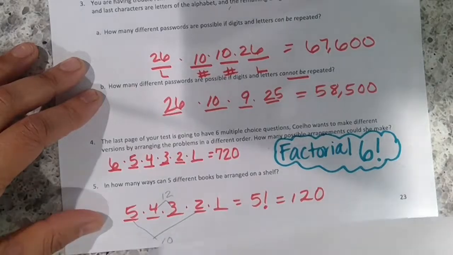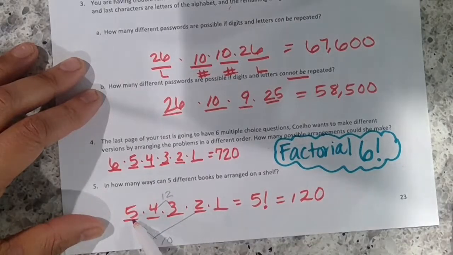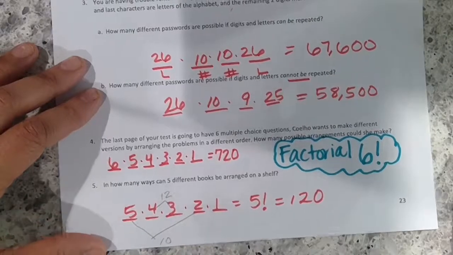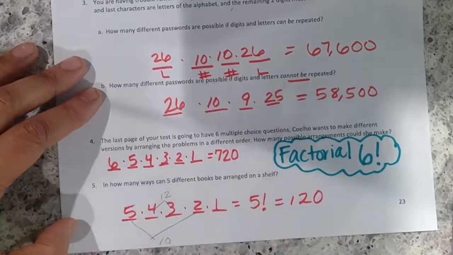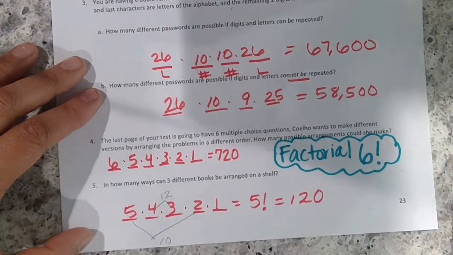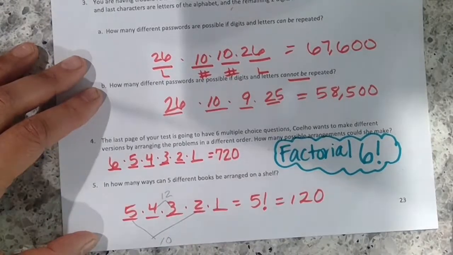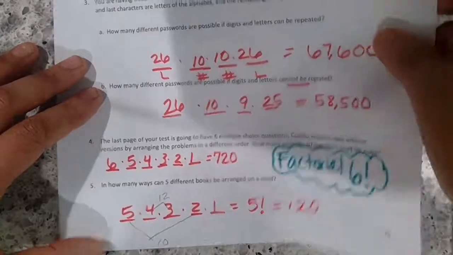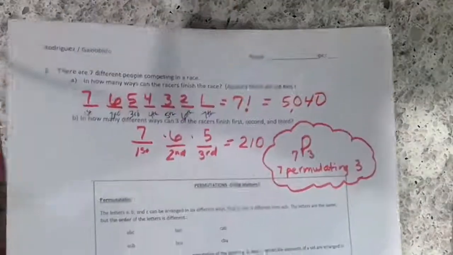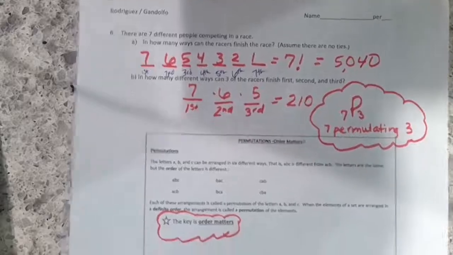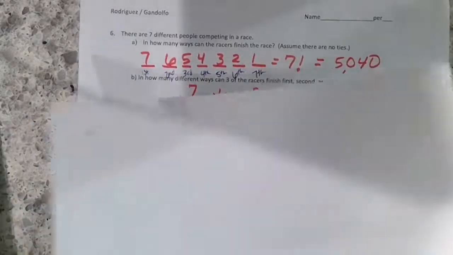Or you can actually multiply in chunks. If I know 5 times 2 is 10, okay, 4 times 3 is 12. Well, 12 times 10 is 120. 120 times 1. So as long as you multiply them in any order, it's fine. That's the same thing as addition. Addition and multiplication, you can add and multiply in any order. That is not true for subtraction or for division. Okay.